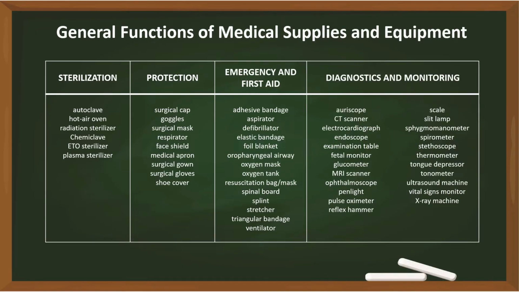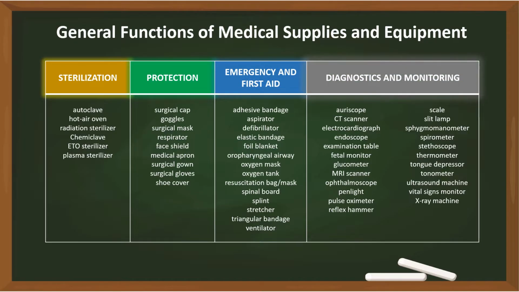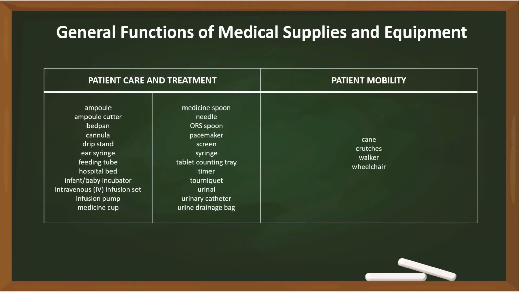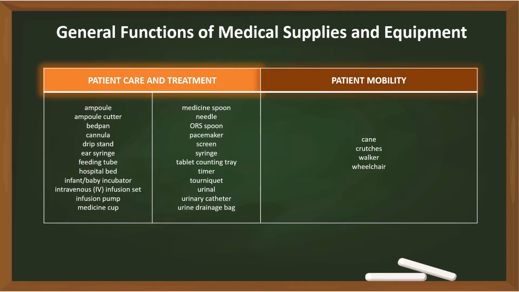In this video, we'll classify medical supplies and equipment according to 8 general functions, namely sterilization, protection, emergency and first aid, diagnostics and monitoring, laboratory, surgery, patient care and treatment, and mobility.